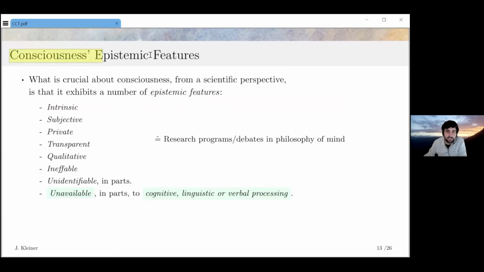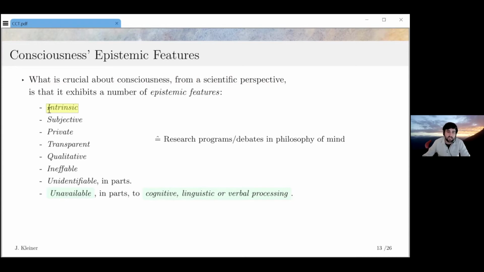So conscious experience has certain features, but they constrain our access or knowledge of consciousness, and therefore they're epistemic features. Epistemic always means relating to the knowledge of, or roughly, the information we have about. What is crucial about consciousness from a scientific perspective is that it exhibits these kinds of things. Also from a philosophical perspective, I should say, but in particular, my claim is from a scientific perspective.